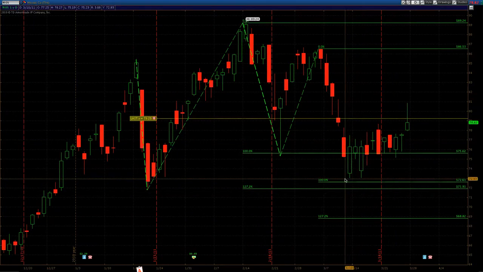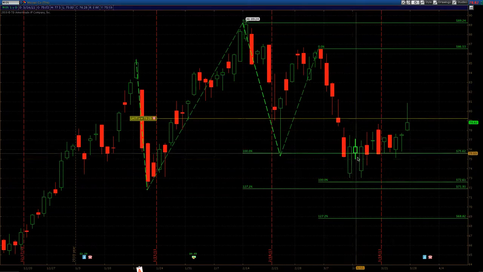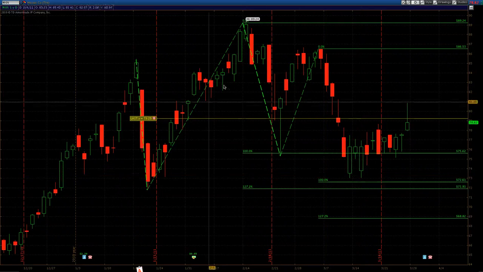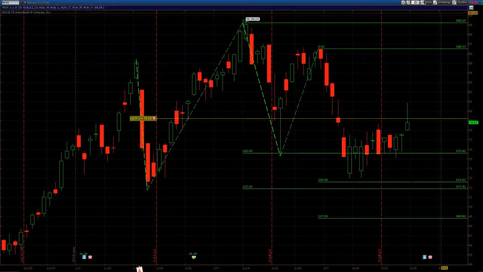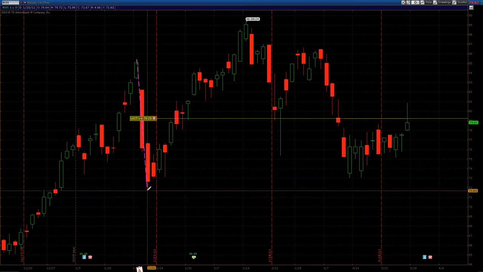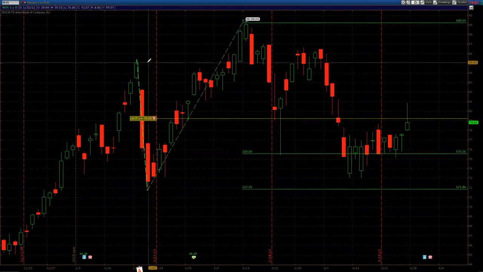I felt very confident after having come close to that 100%, coming up and coming back down and testing it, that it was a safe place to buy because we had repeated these patterns twice. Let's look at those again. This pattern repeats here very well.